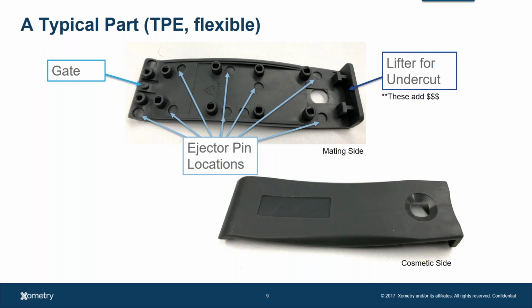So anything that moves inside of a mold, including lifters, slides, some people call them cams, anything that moves, like that slide says, these add money. Okay. And then you have the cosmetic side of the part, that we call the pretty side of the part. It's just aesthetics, right? It's ergonomics. It's those types of things. And just something to note here. This is actually a semi-flexible piece. It's a thermoplastic elastomer, TPE.